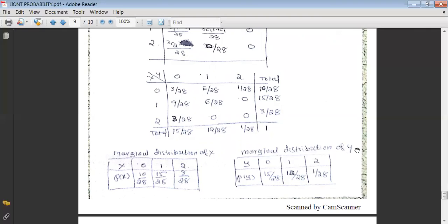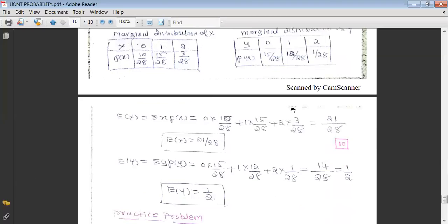Now coming to the marginal distribution of y, here also y takes the value 0, 1, 2, and each column total will represent their marginal totals. Therefore, it is 15 by 28, 12 by 28, 1 by 28. These represent the marginal distributions of the variables x and y.